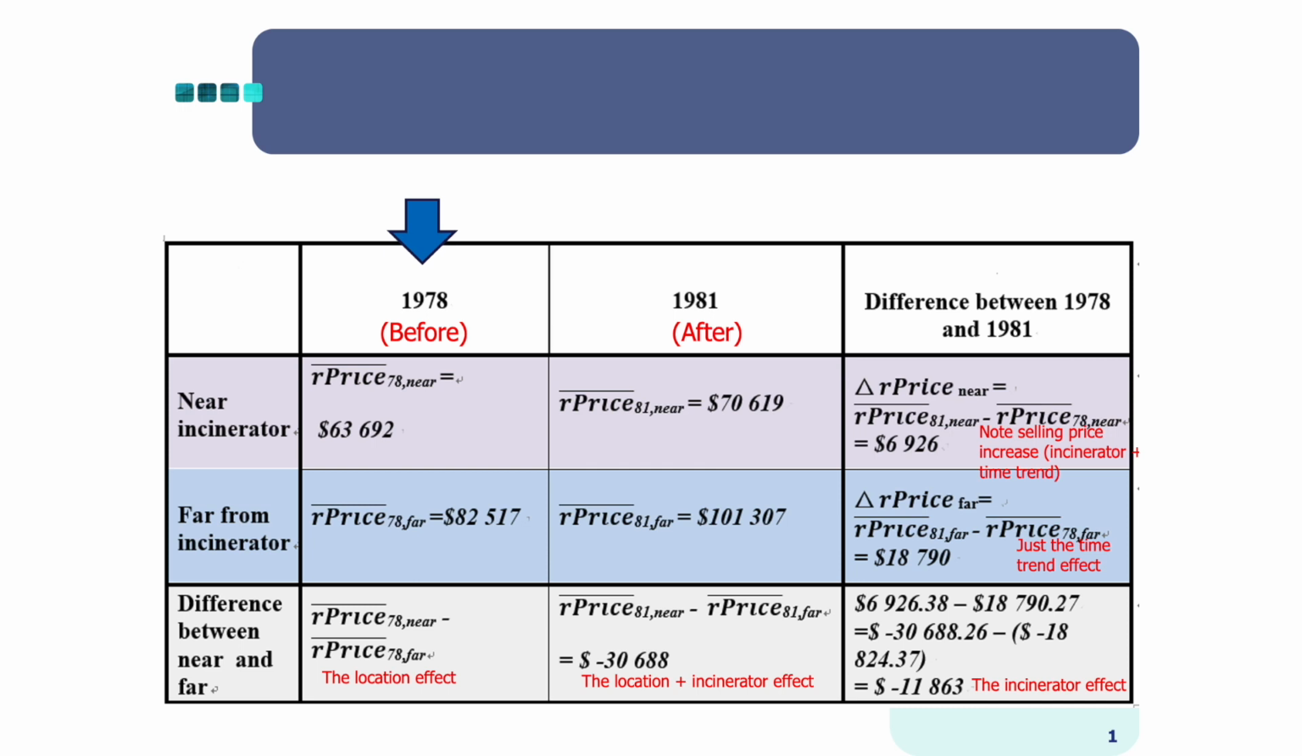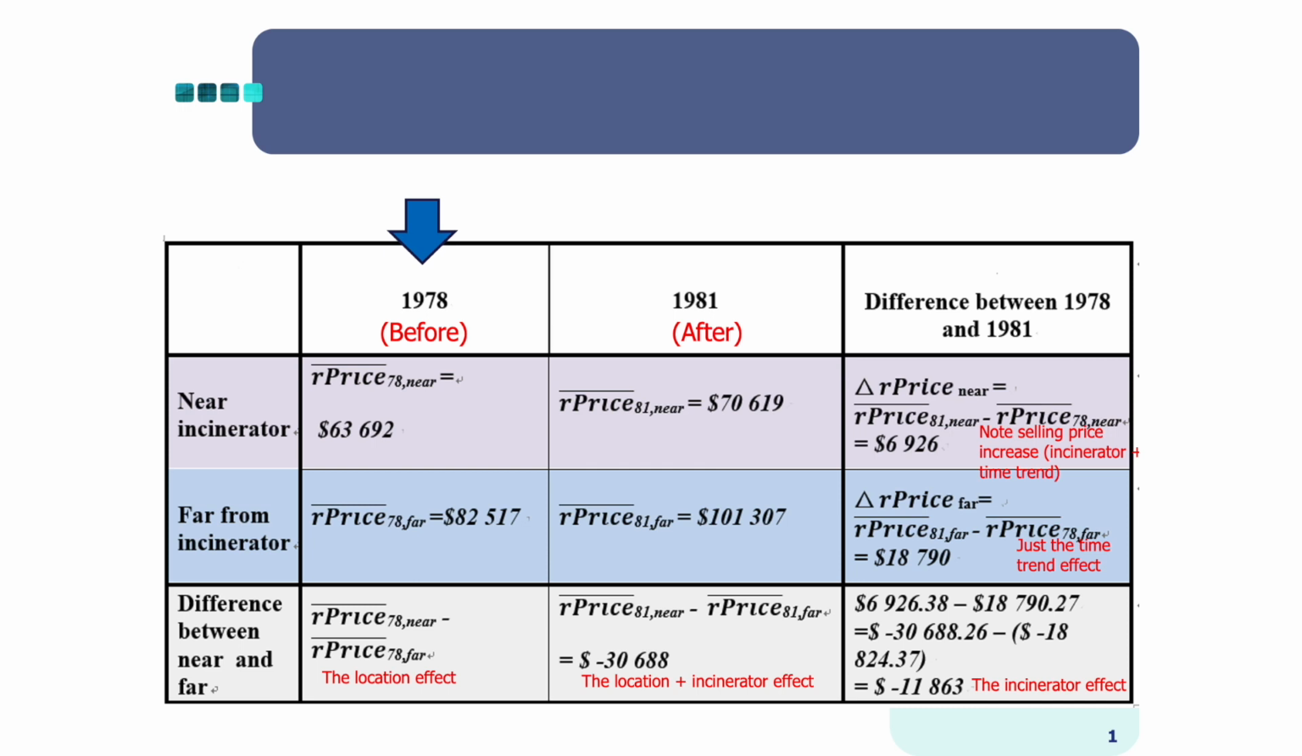Just remember that in 1978, there was actually no incinerator. However, even without the incinerator, we can see that the average price for these houses was already lower compared with houses far from the incinerator. This is the location effect.